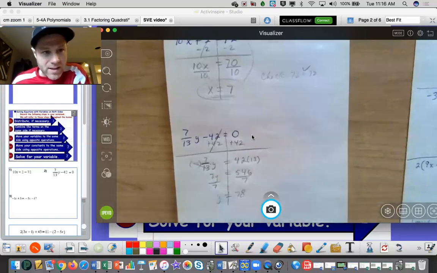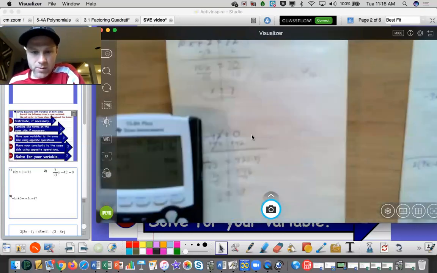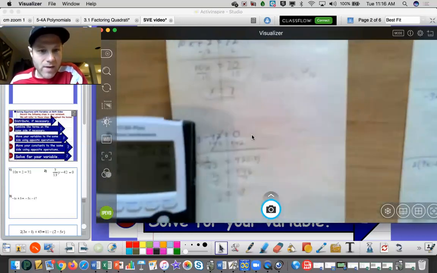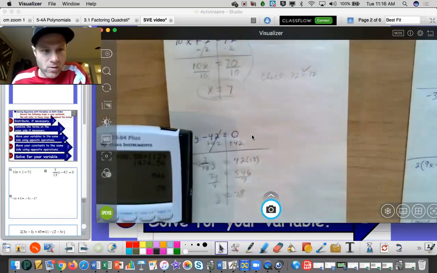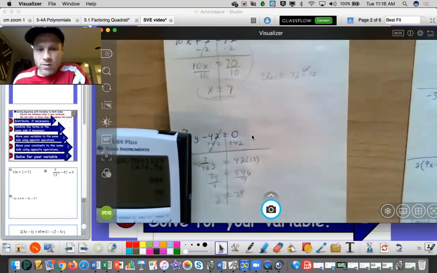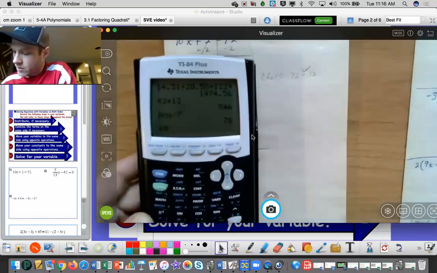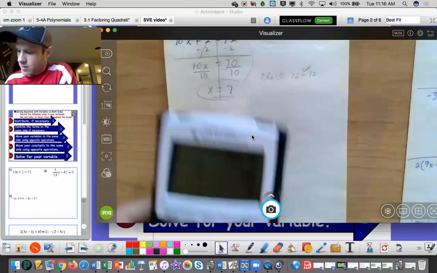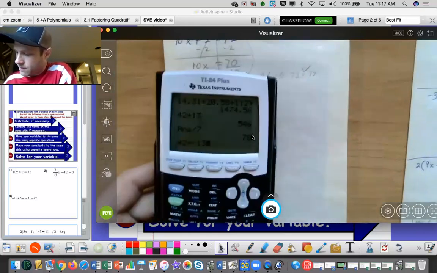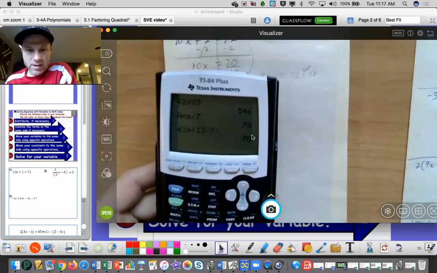If you do have access to a TI calculator, the easiest thing to do would be to just simply take that and divide by 7 over 13, or multiply by the reciprocal, 13 over 7. And you can do that all in one step. So it would be 42 times the reciprocal of 7 over 13, which is 13 over 7. Notice how I put it in parentheses right there, and I'll still get the 78.